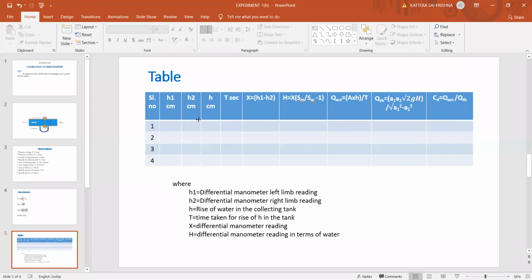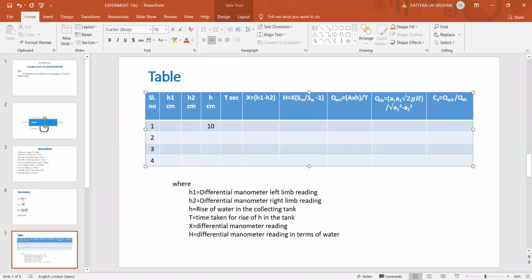Next, this is H. For the collecting tank, how many centimeters rise are we going to take? 10 centimeters. So the H value is always 10 centimeters for all the 4 readings. The time taken for this 10 centimeter rise in the collecting tank, we are going to calculate for 4 readings. Next, X equals H1 minus H2. So X is the differential manometer reading.